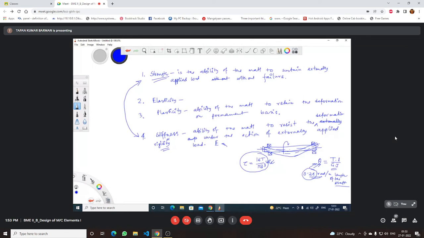So in our class also, we'll try to design components based on strength, based on stiffness or rigidity, and also based on a code, as I mentioned earlier. Is this point clear to you?